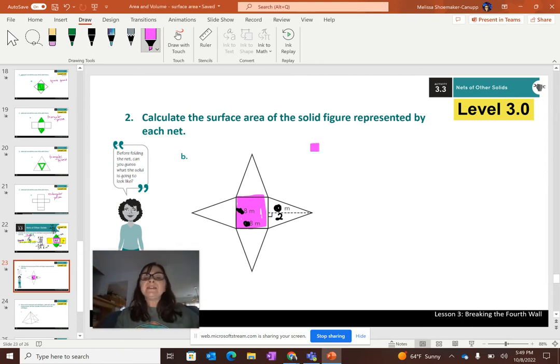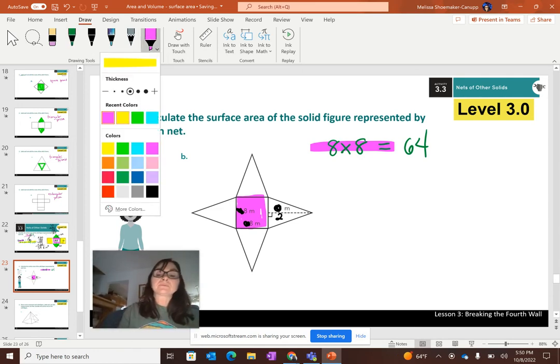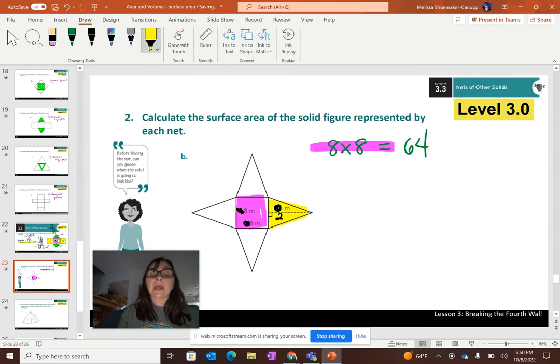Okay, so to find the area of the purple part, we know it's a square. We're just going to multiply 8 times 8, and we get 64. Okay, now I'm looking at the triangle. I'm going to concentrate on one triangle, and I know the base of it would have to be 8 because that's the side length of my square. I see the height of it is 2.